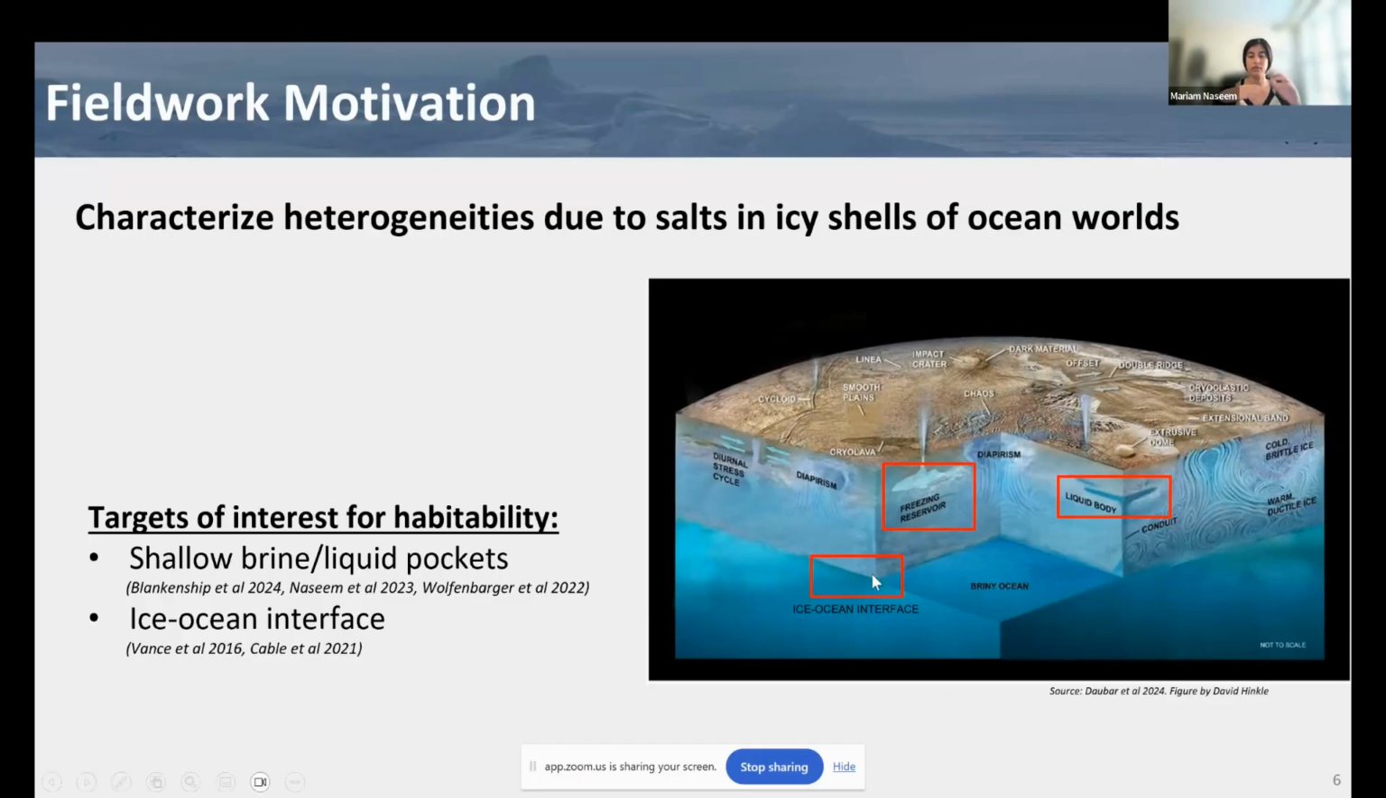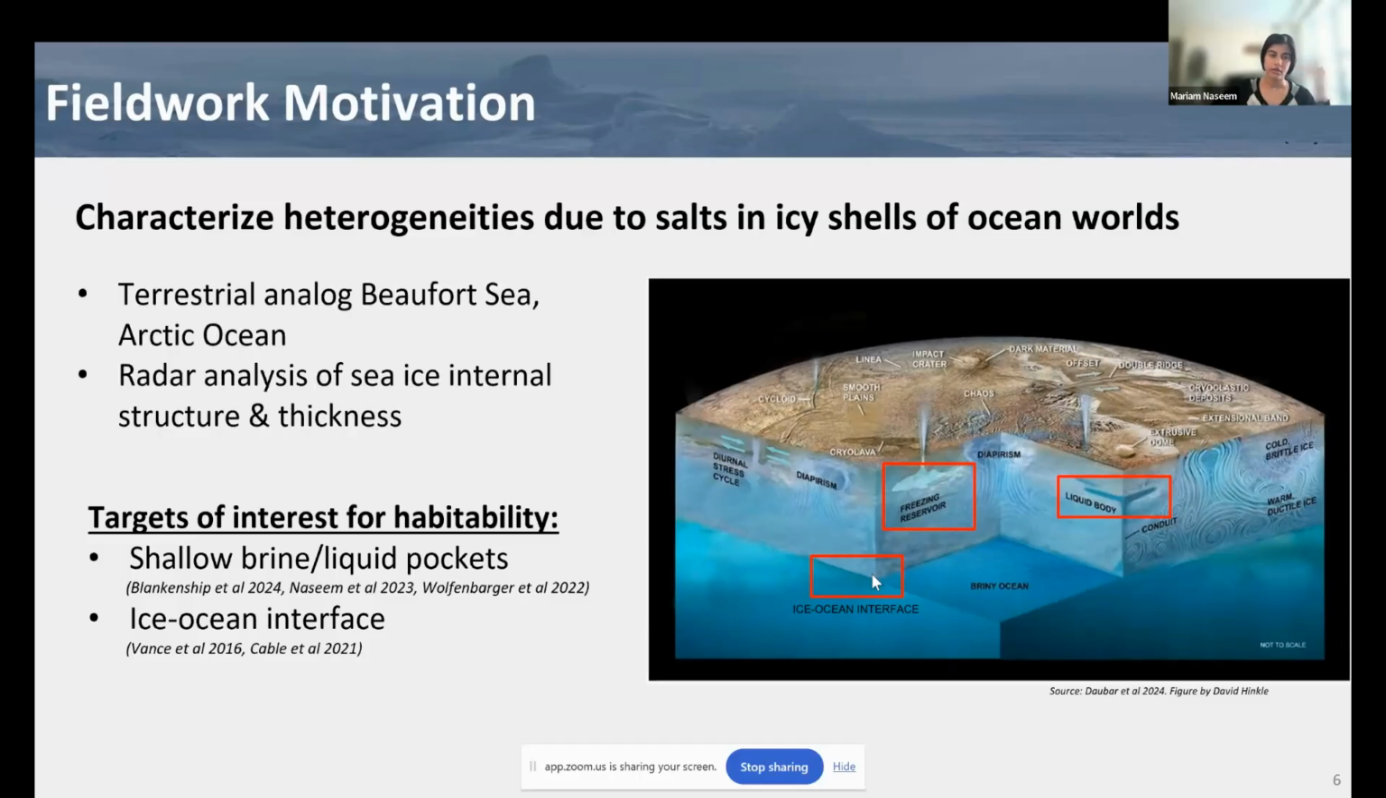The ice-ocean interface is also another interesting target because at that interface, we have that phase transition happening, but also potentially concentration of nutrients, and energy might be getting produced because of redox reactions from different reductants and oxidants mixing at that interface that could potentially fuel life. So these are some targets that are interesting for Europa Clipper as well, which is going to have a radar instrument on the spacecraft that's going to be looking at near surface and potentially that ice-ocean interface depth with the radar. And what we did is we went to an analog site on Earth.